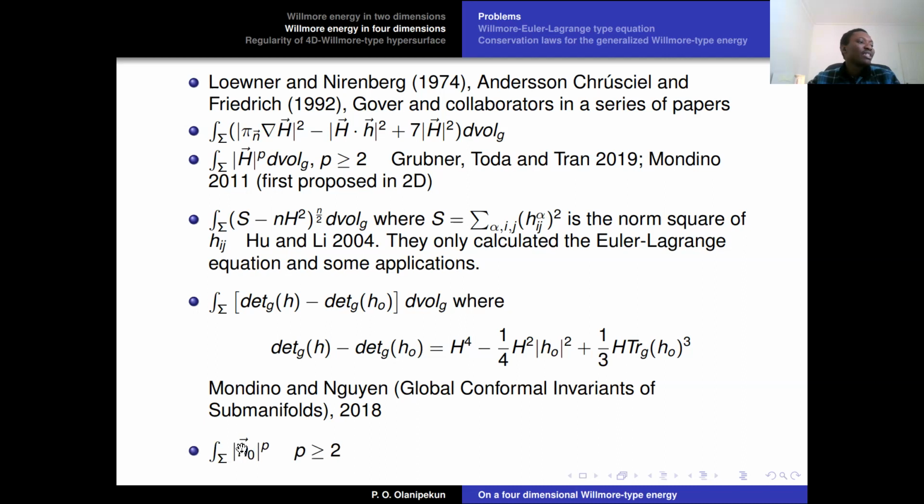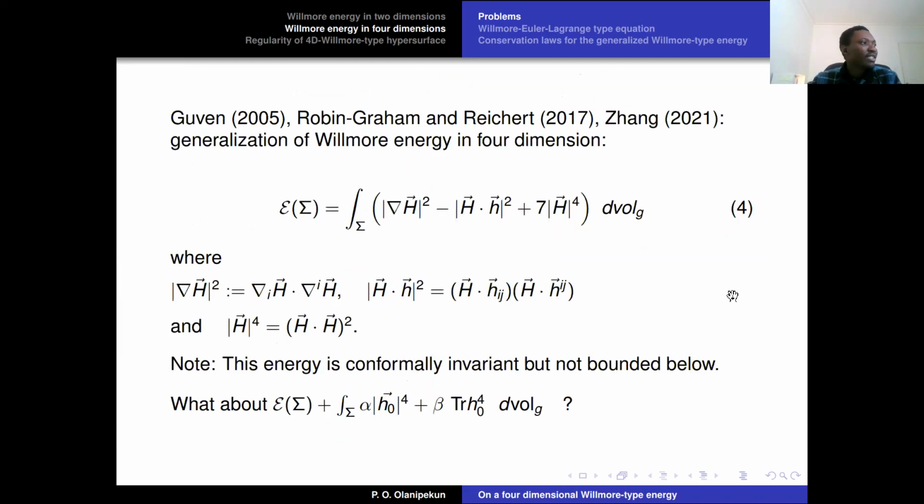And of course, this one is conformally invariant. This energy considered by Mondino is conformally invariant and also positive. It's positive, it's conformally invariant, but does not include minimal surfaces as its critical points. This last one is also conformally invariant, but it also fails for the same reason.